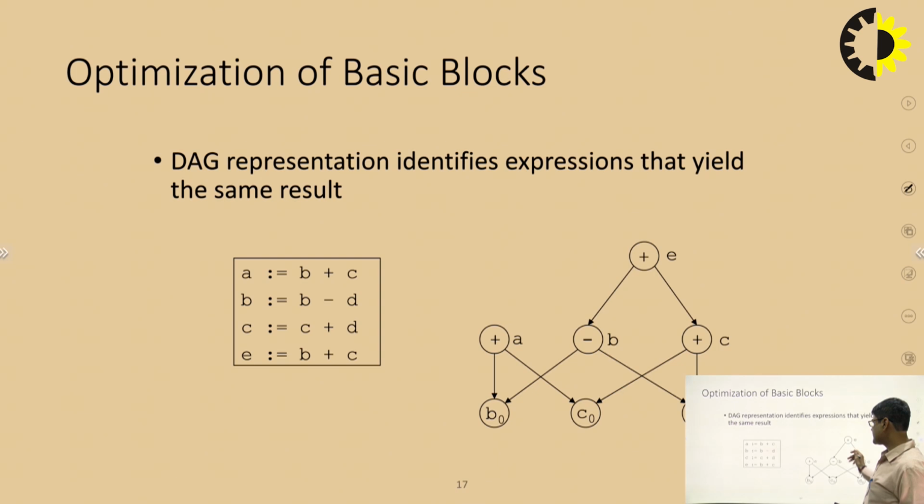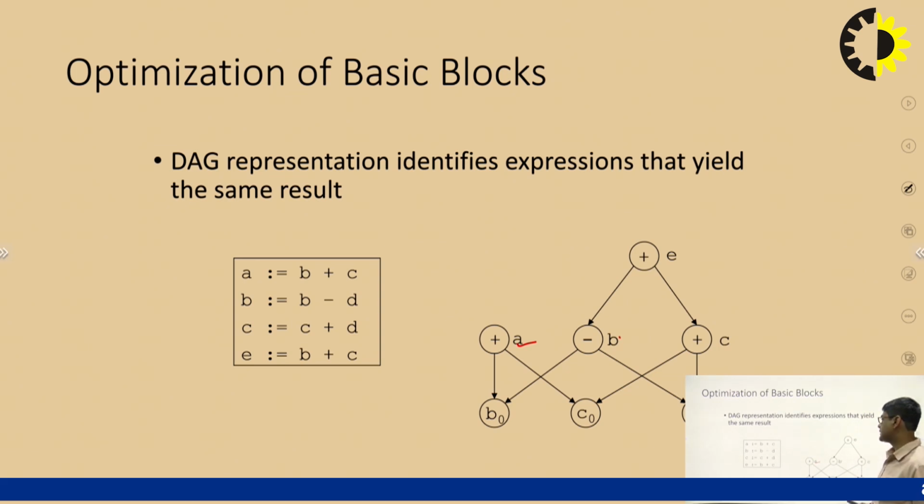So we have designed this. We are using the basic values B naught and C naught. A equals B plus C, that is given. Then again B equals B minus D. Which B is used? B naught, because the value of B is not updated, minus B naught and D naught. Then again C equals C plus D. So C naught and D naught are used. Then again E equals B plus C. So those are the four variables, and they would be defined by that.